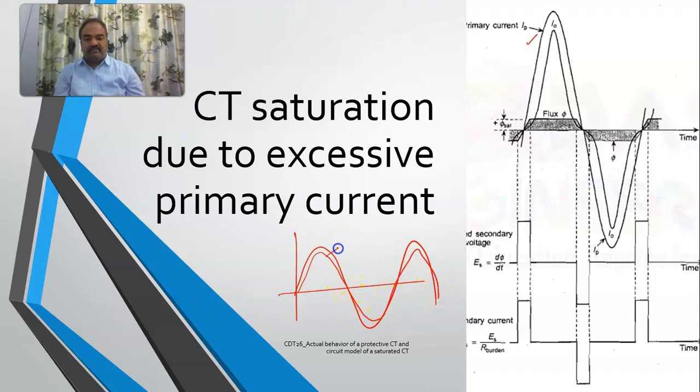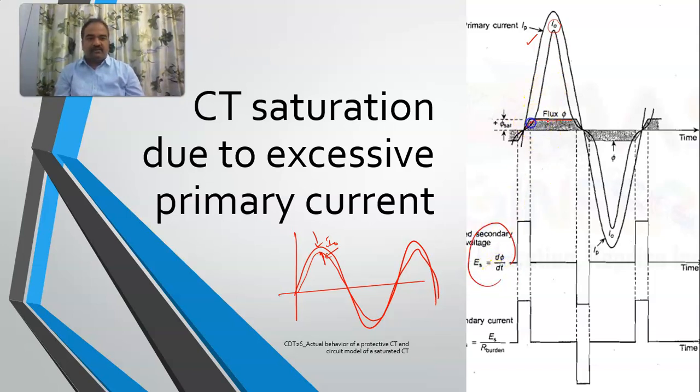The difference is nothing but your magnetizing current. But in this case, it has reached saturation, so it requires a huge amount of magnetizing current. Whatever current you are injecting here is being drawn as magnetizing current rather than as your secondary current. So that's fine.